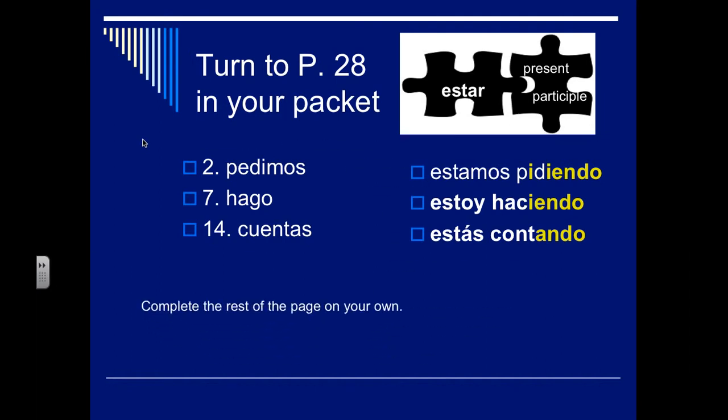Now it's your turn. You're all on your own. Complete the rest of the page on your own and bring it to class Tuesday so that we can go over the answers. You will find out all the answers on Tuesday. Please complete page 28.